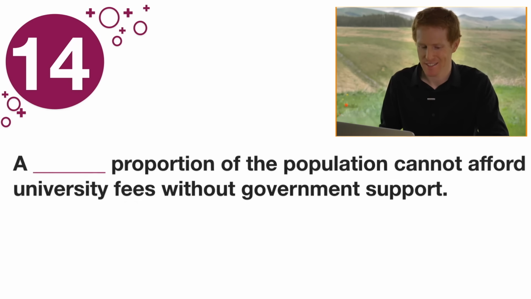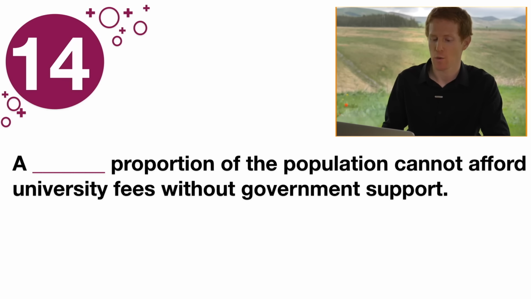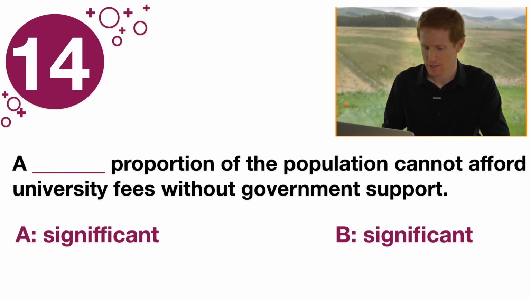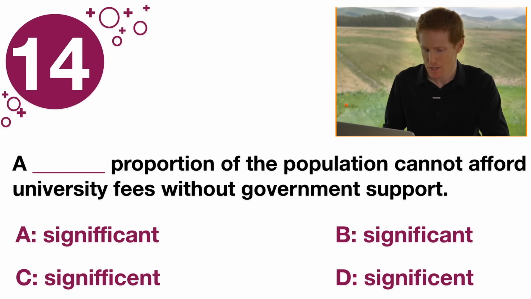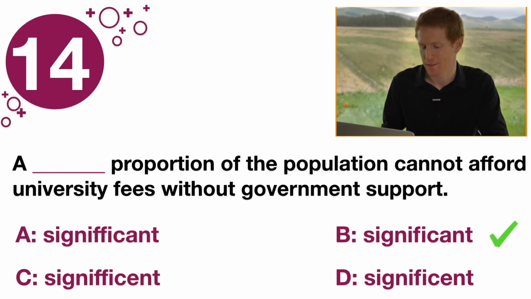Okay, number 14. A something proportion of the population cannot afford university fees without government support. Significant with 2 Fs, significant with 1 F and an A, significant with 2 Fs and an E, or significant with 1 F and an E. So which is the correct spelling of significant? If you said B, then you are correct. So significant with 1 F and 1 A.